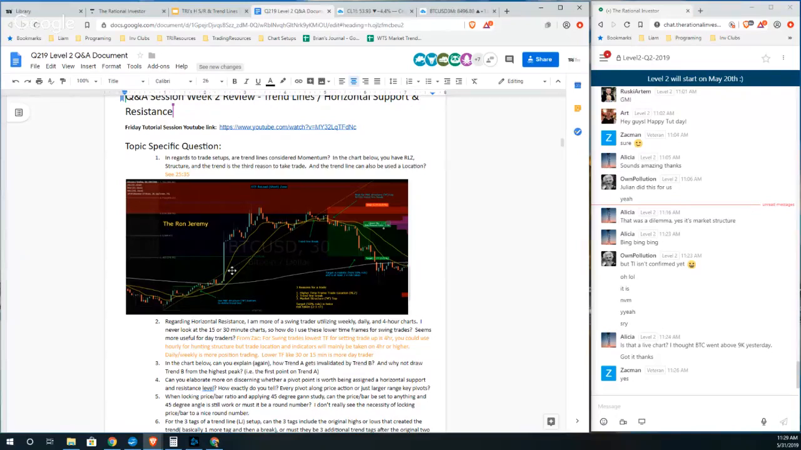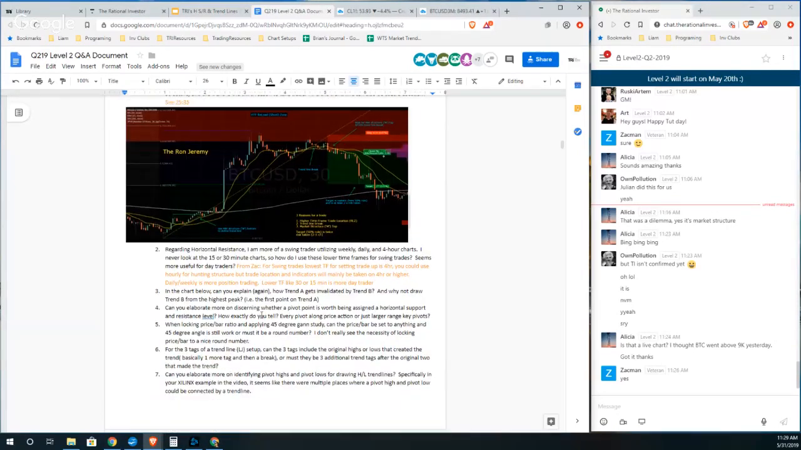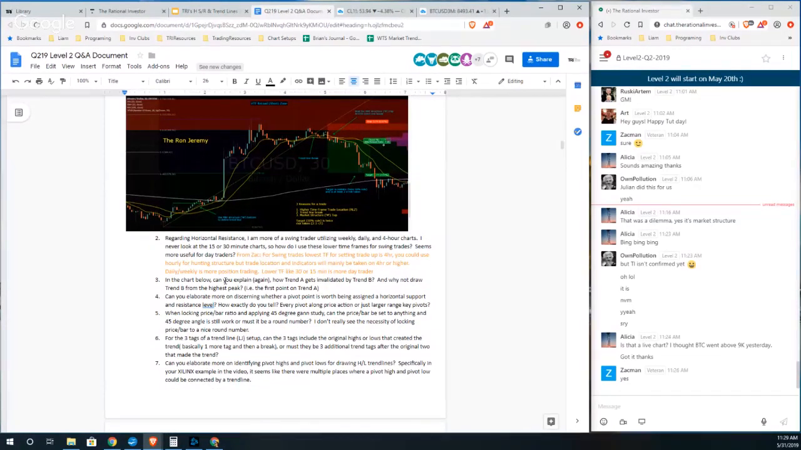All right, so I hope that helped answer that question. Number 2, regarding horizontal resistance, I am more of a swing trader utilizing weekly, daily, and 4-hour charts. I never look at the 15 or 30-minute charts. How do I use these lower time frames for swing trades? Seems more useful for day traders.